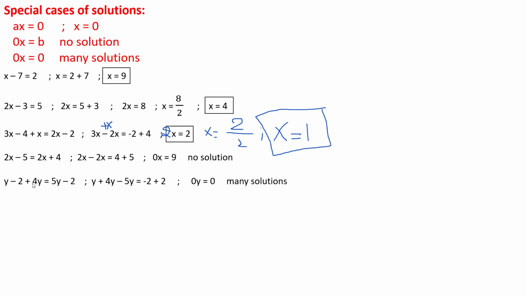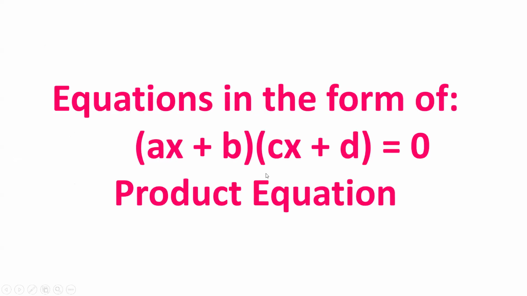y minus 2 plus 4y equals 5y minus 2. So y plus 4y minus 5y equals -2 plus 2. 0y equals 0. This y has many solutions here. So this is how we solve these simple equations. Let me clear now. Clear all drawings to continue to the next slide.